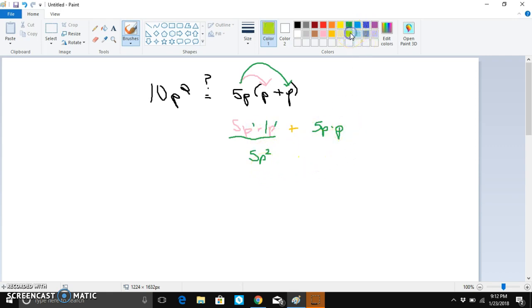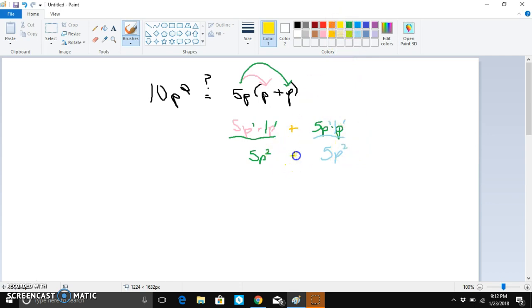Okay, and over here we have the same thing. 5p times p. There's a 1 in front of the p. 5 times 1 is 5. P times p would be p squared. Because when you don't see an exponent on the variable, it would be 1, and you simply add the exponents together to get the exponent for the simplified version.